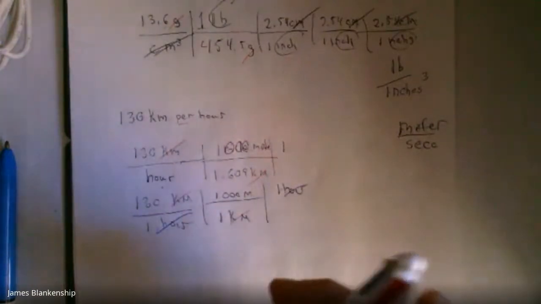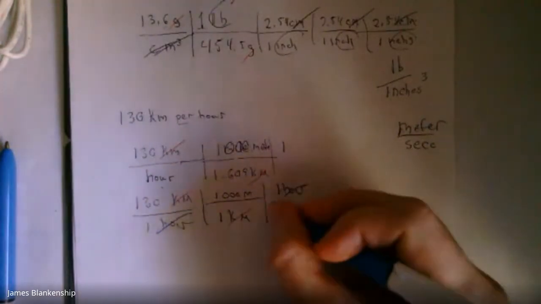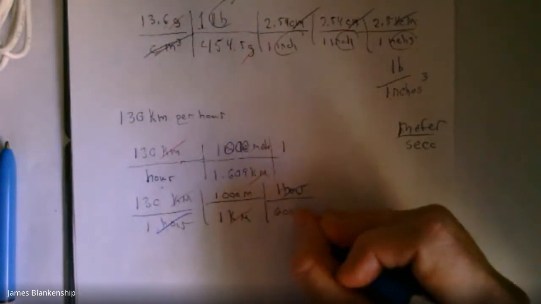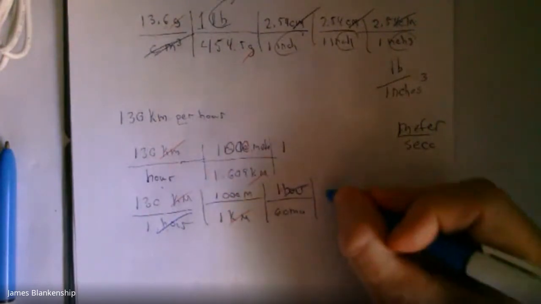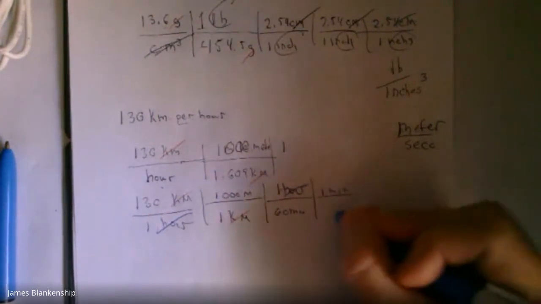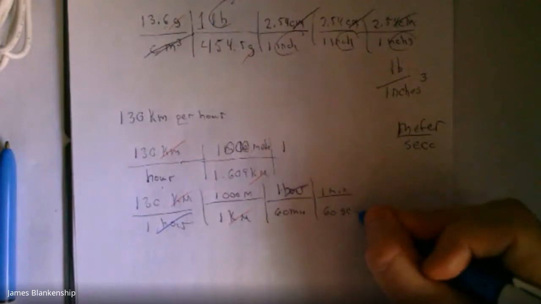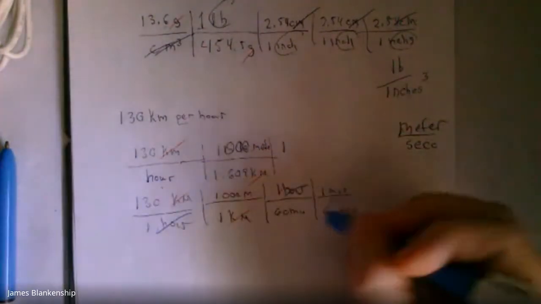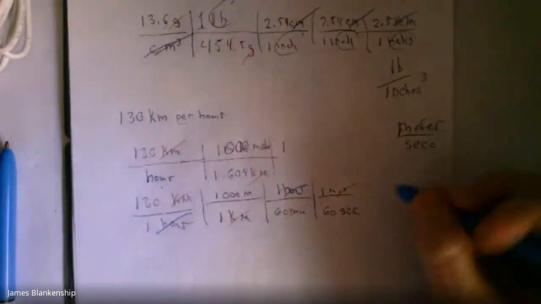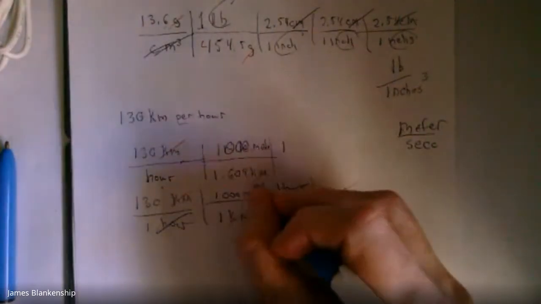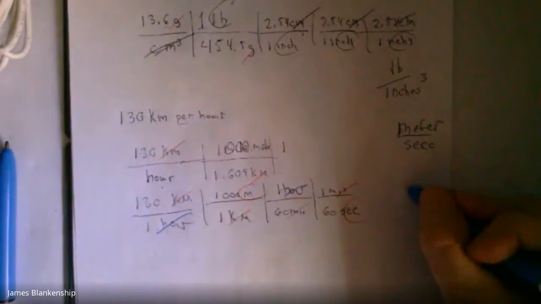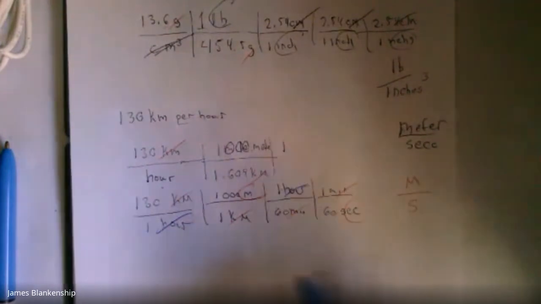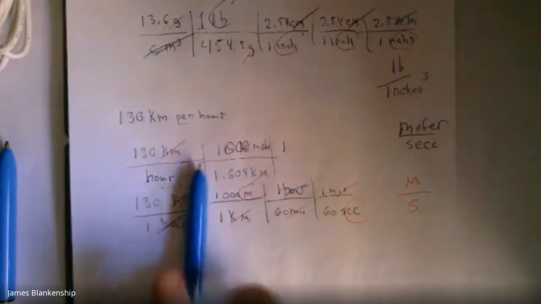Well, I say 1 hour is 60 minutes, and 1 minute is 60 seconds. So our minutes will now cancel here and here. And we are going to be left with what we wanted, which is meters per second. Multiply all the way across the top.